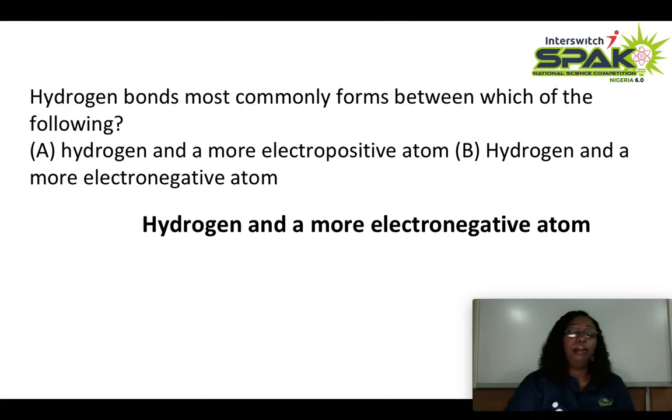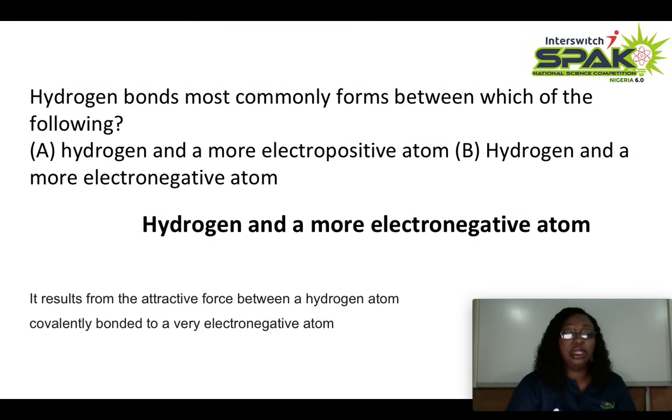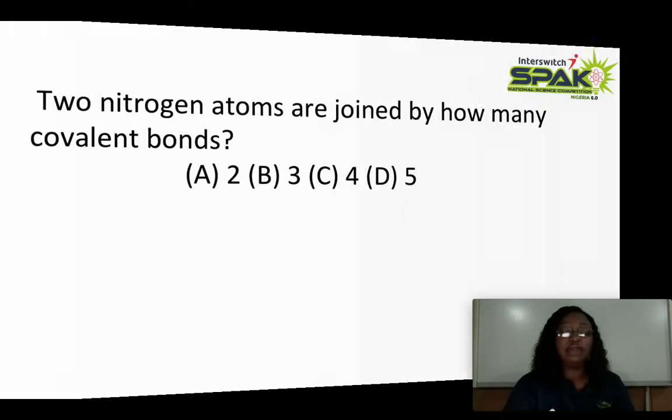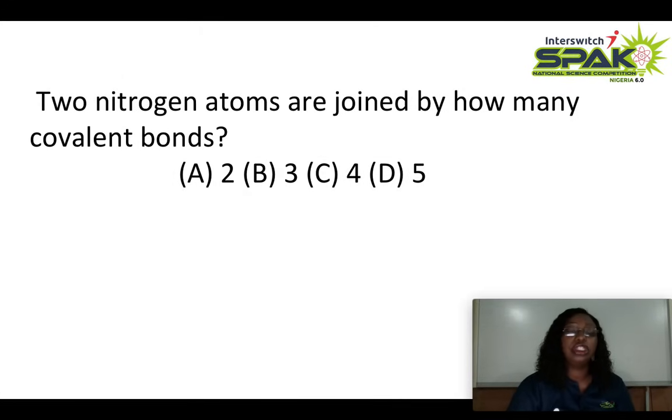Hydrogen bond is a weak force of attraction formed when hydrogen reacts with highly electronegative elements such as fluorine, oxygen, and nitrogen. So hydrogen bond results from the attractive force between a hydrogen atom, which is covalently bonded to a very electronegative atom like fluorine and oxygen.